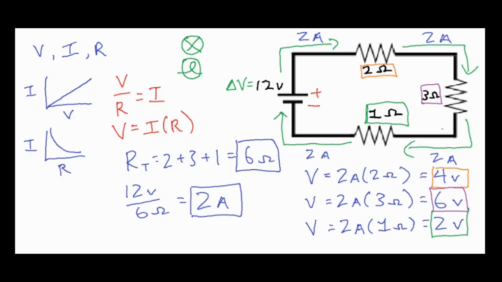Now the final step I'm going to do is sum those up, and if I do 4 plus 6 plus 2, I get 12, which does match up with the original 12 volt rating of my power source. So that's one final step that you definitely want to do.